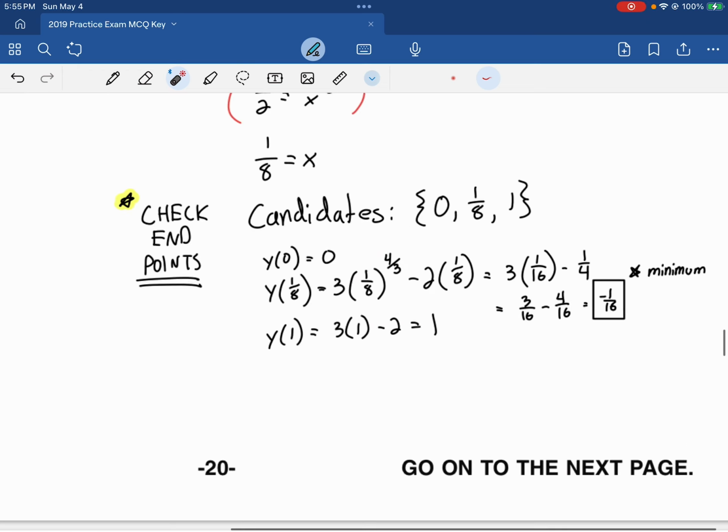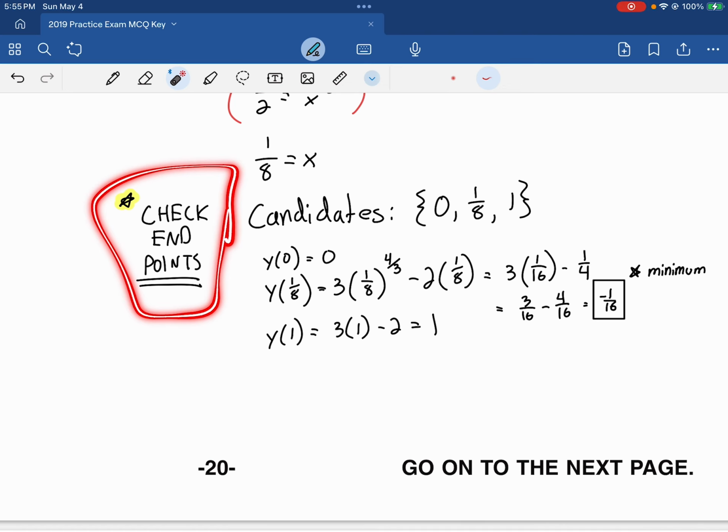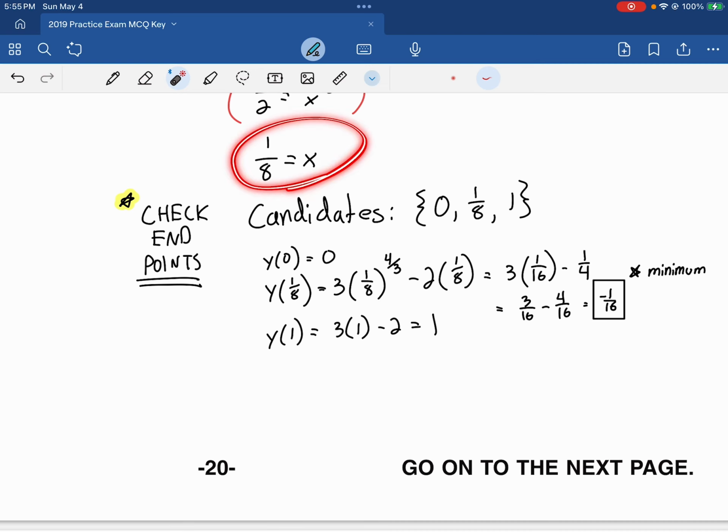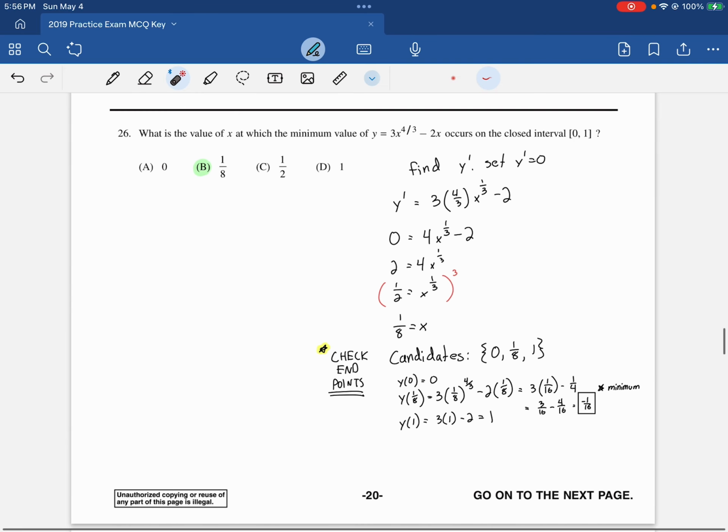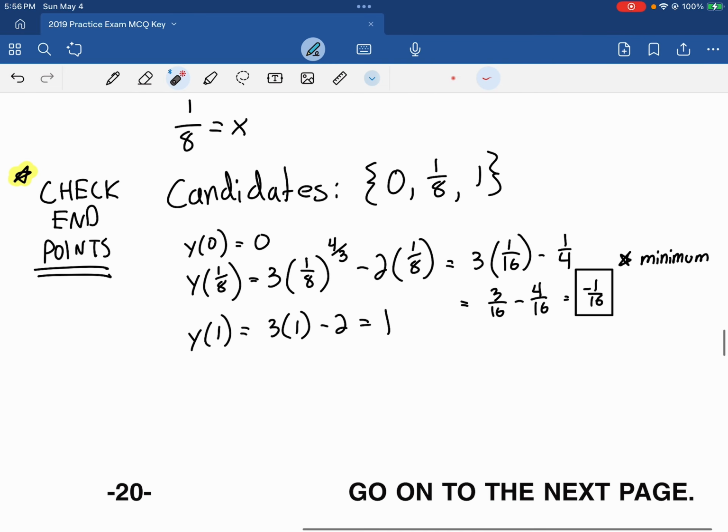You also have to check your endpoints. And it's very possible the question maker might have an endpoint be a lower value than this. This is when my slope is 0, but it might not be the lowest on this interval. You want to check 0, 1/8, and 1. I just plug them back into my initial function, and you pick the lowest one.